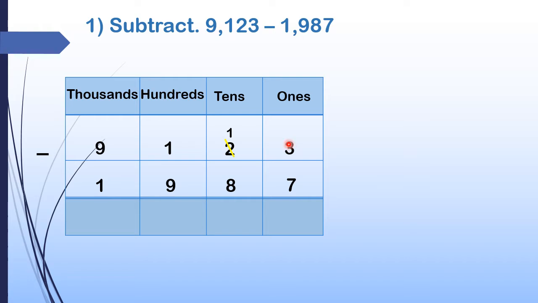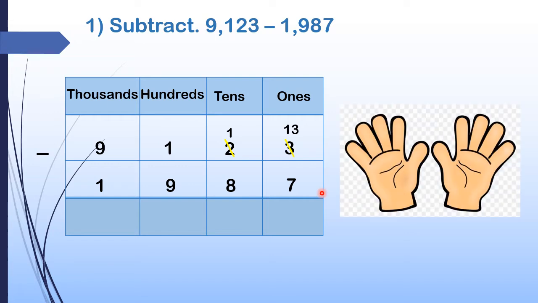Okay. So whenever a number borrows, at that time it gets 10. So 10 plus 3, 13. Now can we subtract 7 from 13? Yes, we can subtract 7 from 13. You can use any method, you can use your hands or you can use your mind to subtract. Okay, I will teach you one simple method.